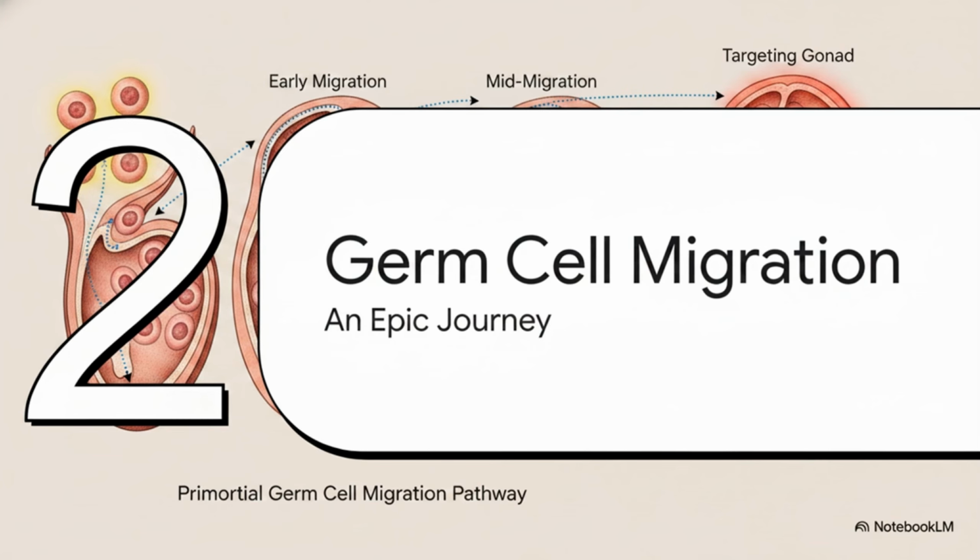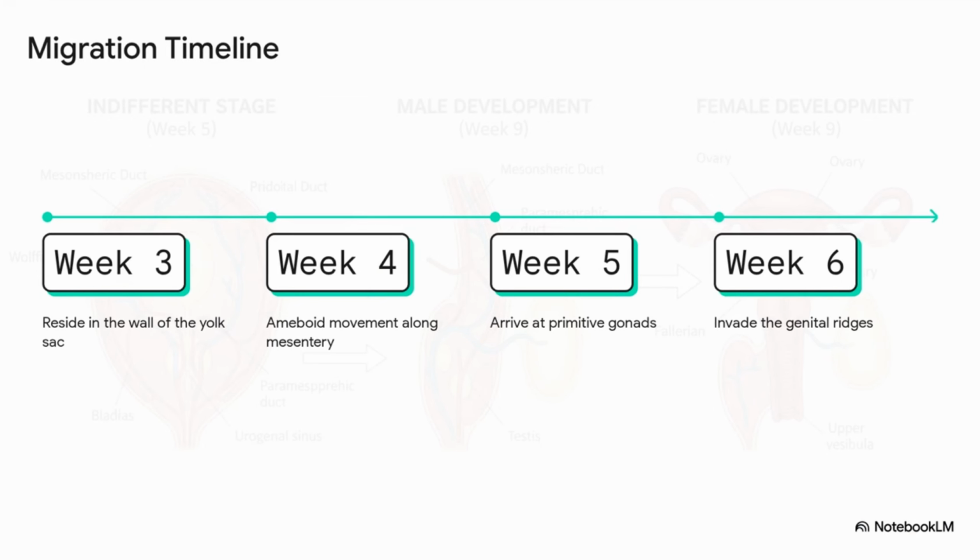An epic journey. We really need to track the exact chronological progression of these primordial germ cells because precise timing is everything on exams. Week by week, it goes like this. In the 3rd week, they're just chilling way out in the wall of the yolk sac, right near the allantois. By the 4th week, they start to move. They use this amoeboid creeping movement to travel right along the dorsal mesentery of the hindgut. By the start of the 5th week, they finally hit the primitive gonads.